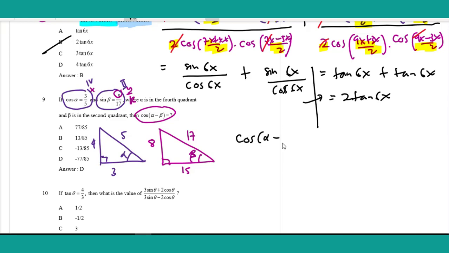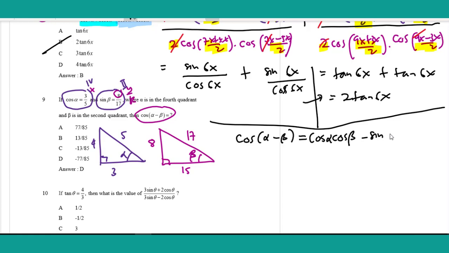Cos of alpha minus beta is equal to cos alpha cos beta plus sin alpha sin beta. We are going to use cos alpha, cos beta, sin alpha, sin beta. So substitute the values. Given that cos alpha is equal to 3 over 5 and sin beta is equal to 8 over 17.